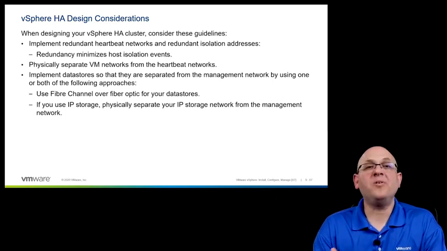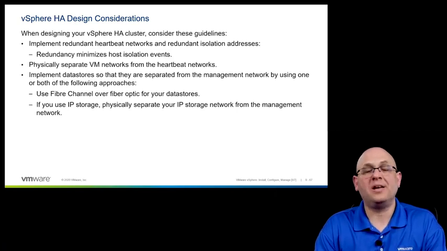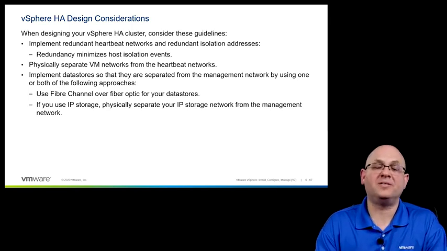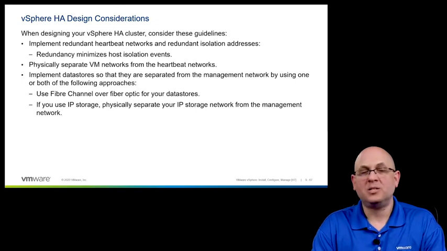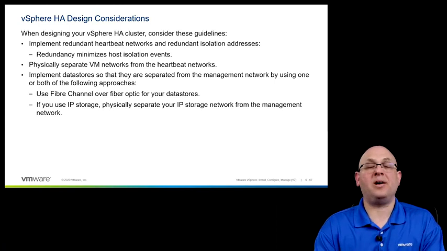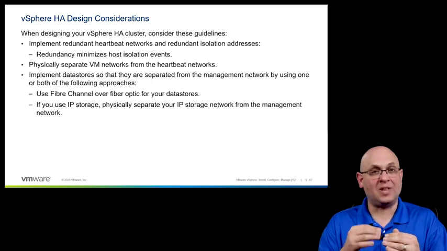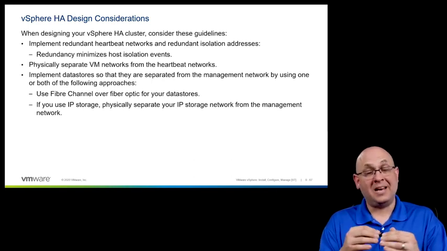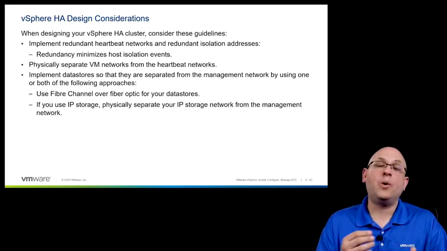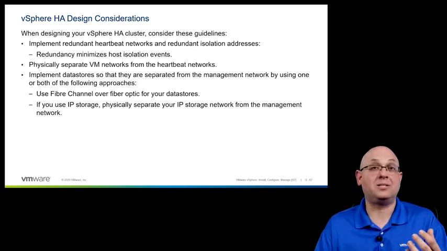So there are a number of design considerations, and they all revolve around ensuring that there are no single points of failure so that we don't have false positives for host failures. Okay, so we're implementing redundant heartbeat networks. We want to physically separate our management network from our virtual machine networks so that even in the case of a management network isolation, the virtual machines can continue to run. And we also want to make sure that we separate management from IP-based storage or from any storage networks.